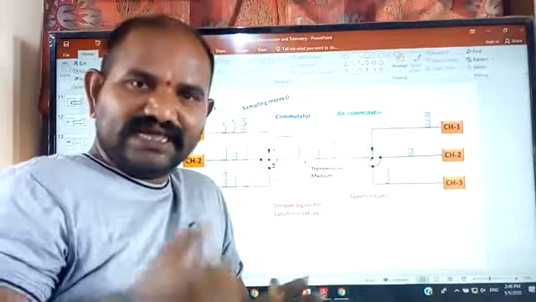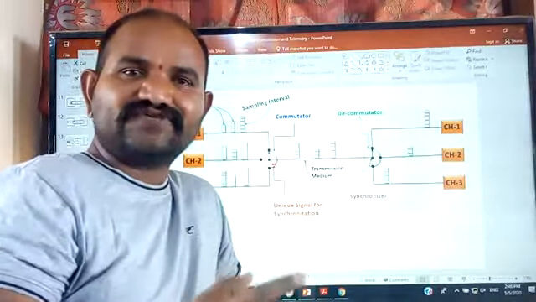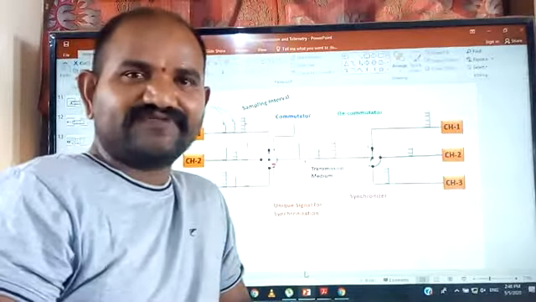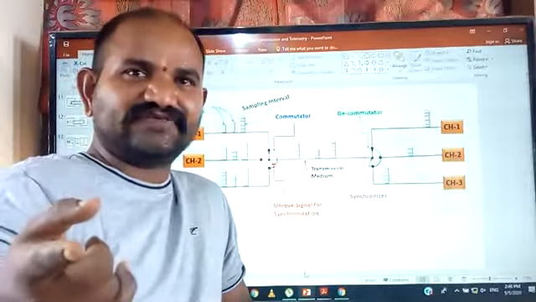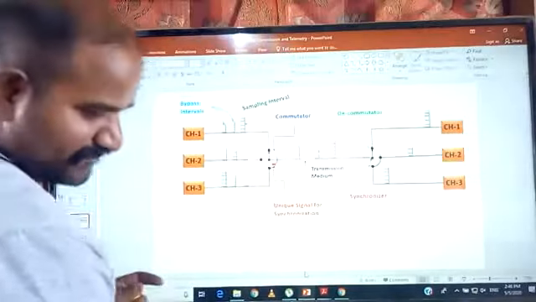Again, I am saying that in a telemetry system, the sampling rate is going to be 5 times the highest frequency variation of the signal. It is 5 times the frequency of the highest frequency signal. Okay, remember that. So here we are having the commutator now.